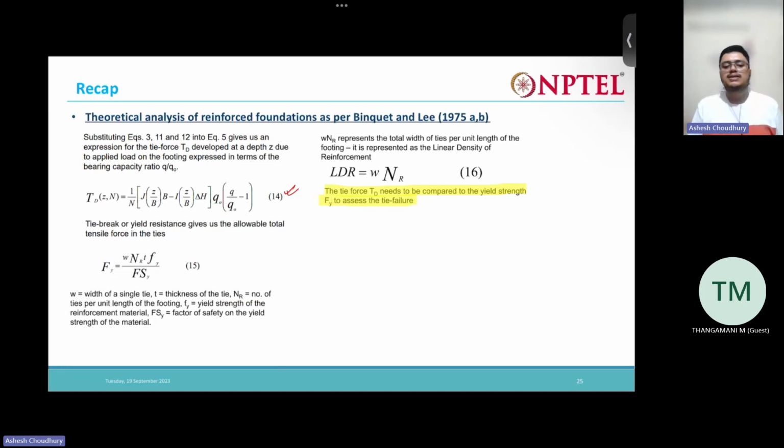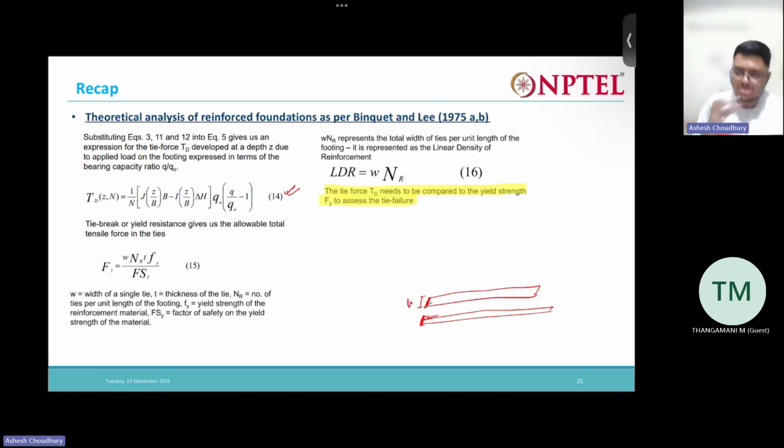Lengthwise, this is how the reinforcement is varied. These are strips, so how much coverage we are providing lengthwise per unit length is given by this LDR. So LDR is nothing but the width of a single tie times the number of ties. We are providing the reinforcement like this, and it will have a certain width. This is the width of the strips, and this is in the out of plane direction, in this plane.